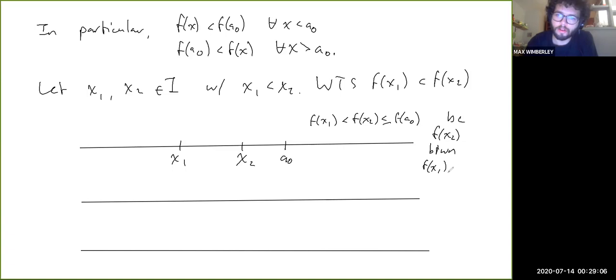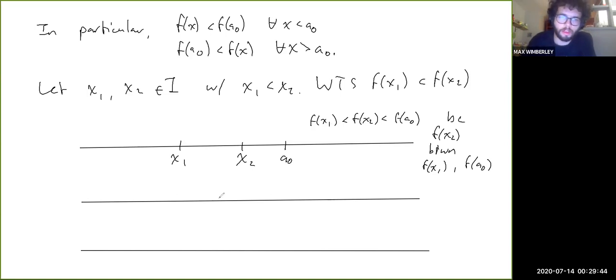of x1 and f of a naught, because x2 is between x1 and a naught. Actually, in this case, they consider this to be strict. This is again just by what we proved before. So since x2 is between x1 and a naught, then f of x2 has to be between f of x1 and f of a naught. But we know that f of x1 is less than f of a naught, so f of x2 has to be bigger than f of x1.